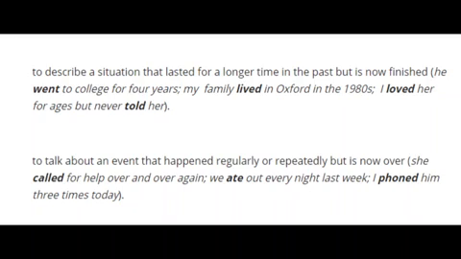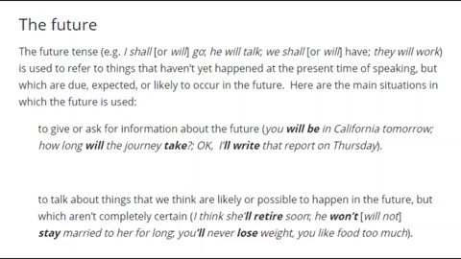Now I am coming to the future tense. The future tense, all of you know, means the time which is yet to come, which has not come. That is the future tense.